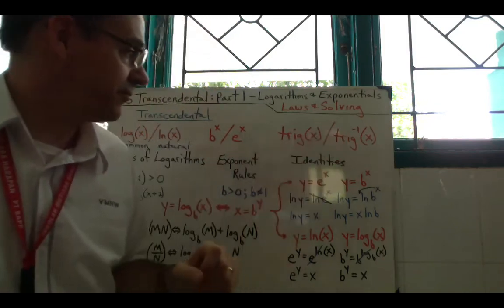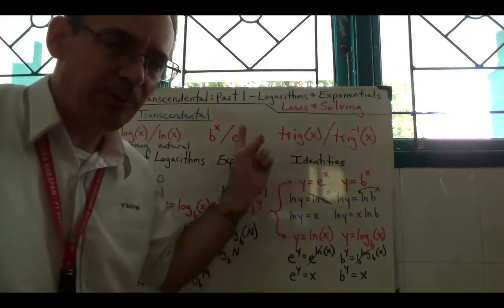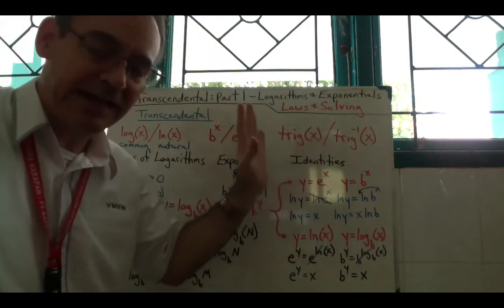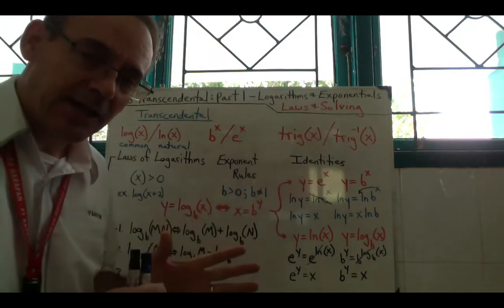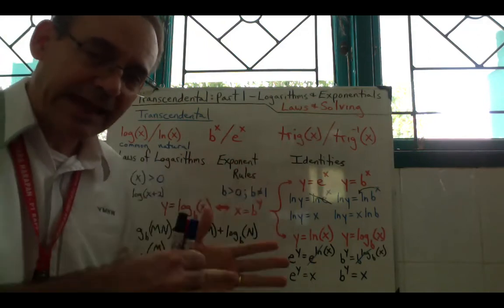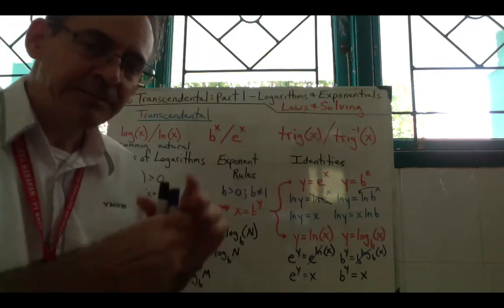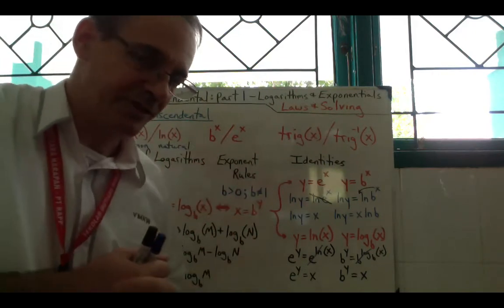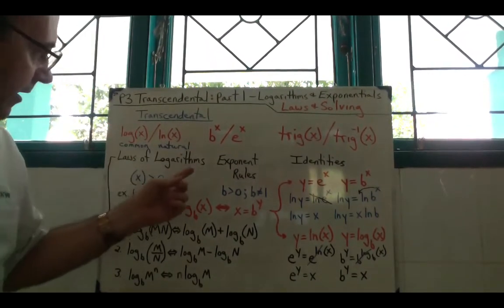And with trigonometric functions, we use what are called identities to help work with them. For trigonometry, we're going to look at that later. For right now, we want to focus on logarithms and exponentials because they are opposites of each other. Just like add and subtract, multiply and divide, radicals and exponents, logarithms and exponentials are opposites. They undo each other.